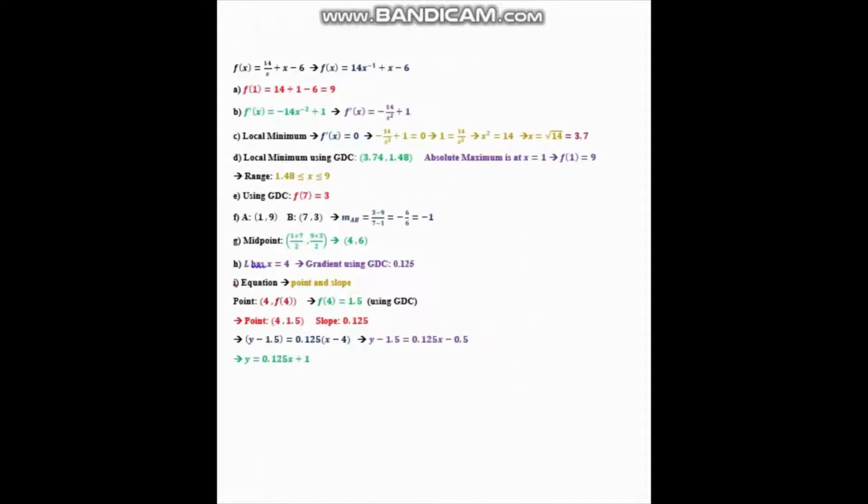So in question A, you are required to calculate f of 1. This is done by plugging 1 into f of x, into these two x's right there, and you find the answer. So 14 over 1 plus 1 minus 6, and this gives you 9.